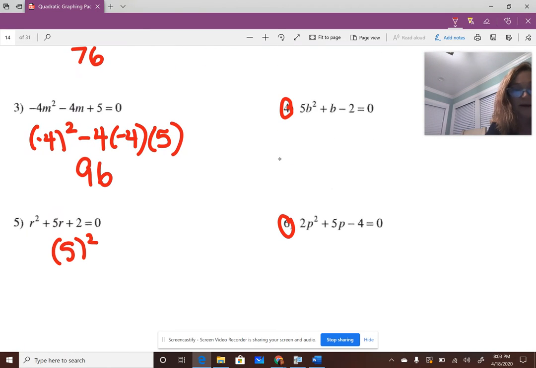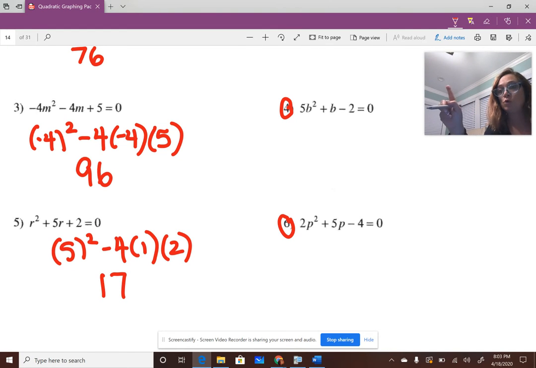B squared minus 4ac. Remember, a is in front of the square, the quadratic term, b is in front of the linear term, and c is the constant. So 25 minus 8 is 17. Same thing. 2 real irrational roots.